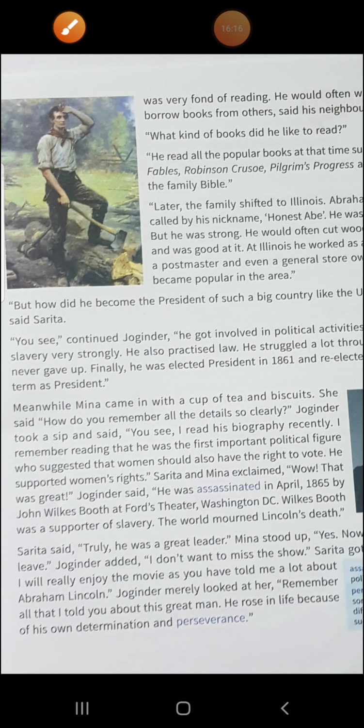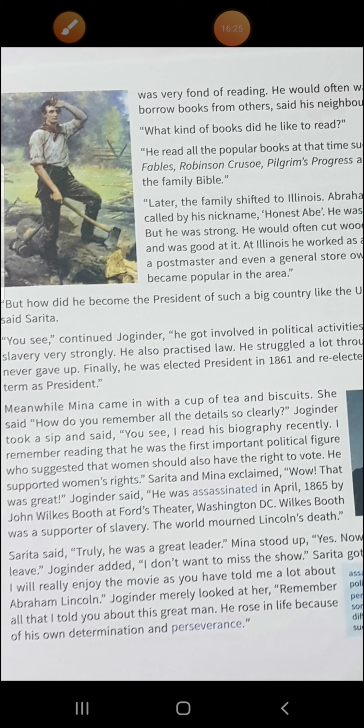As he was telling about Abraham Lincoln, he said he was a supporter of women's rights. He always supported women's rights, that women should also get equal rights like men. After hearing this, Sarita and Meena both said, "Wow, that was great." Of course, women feel proud if someone like him stands for our rights.